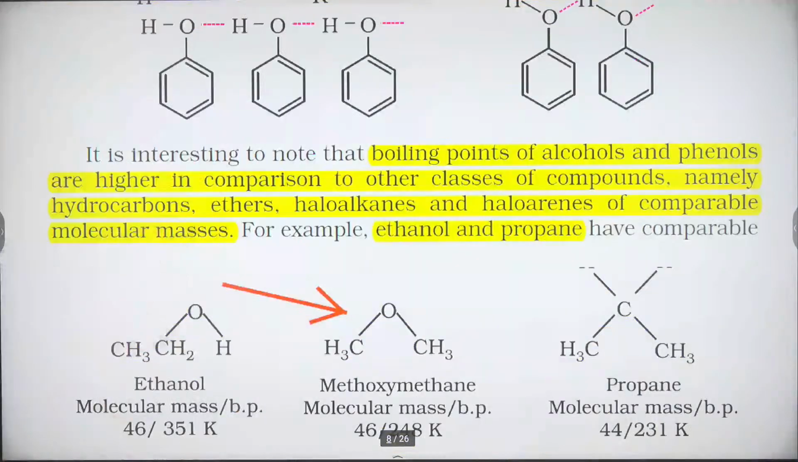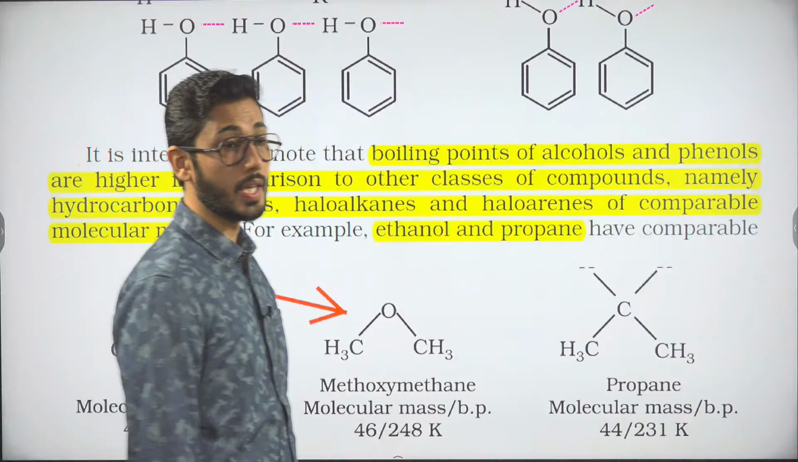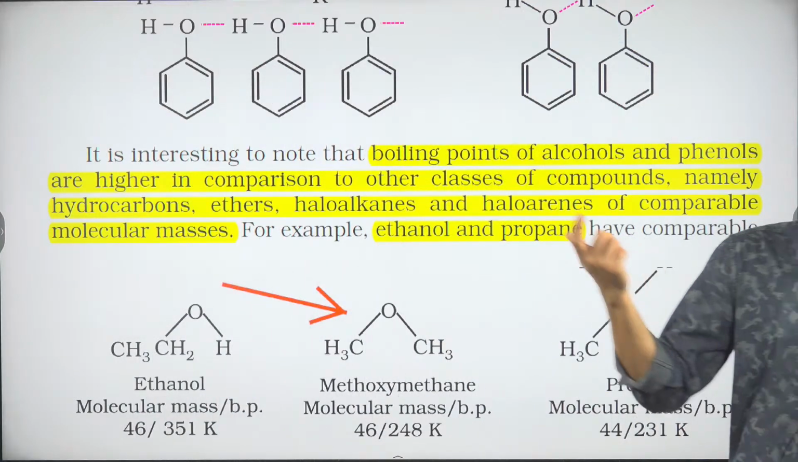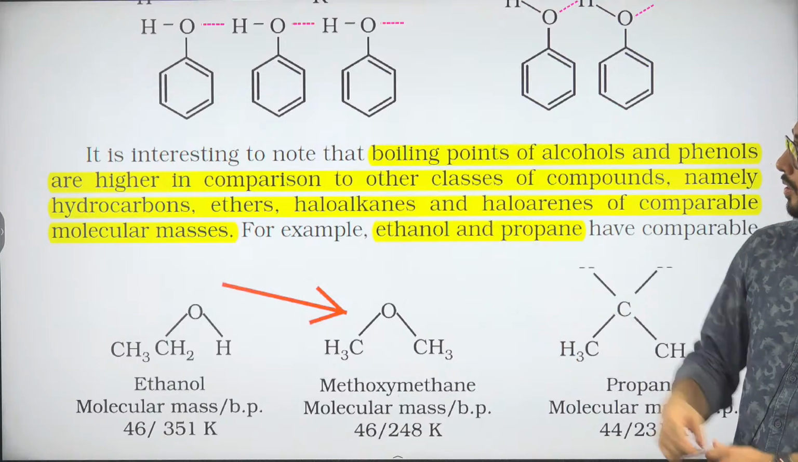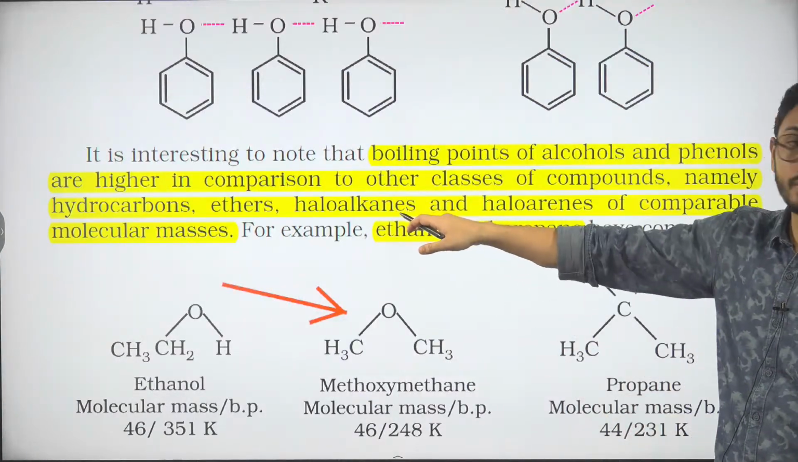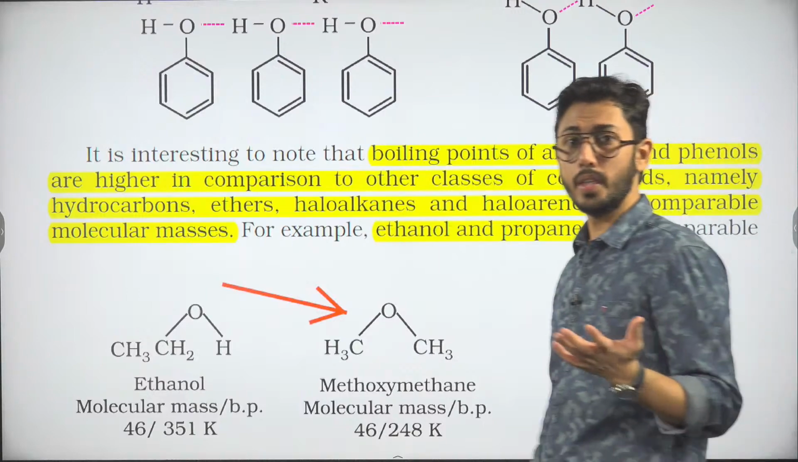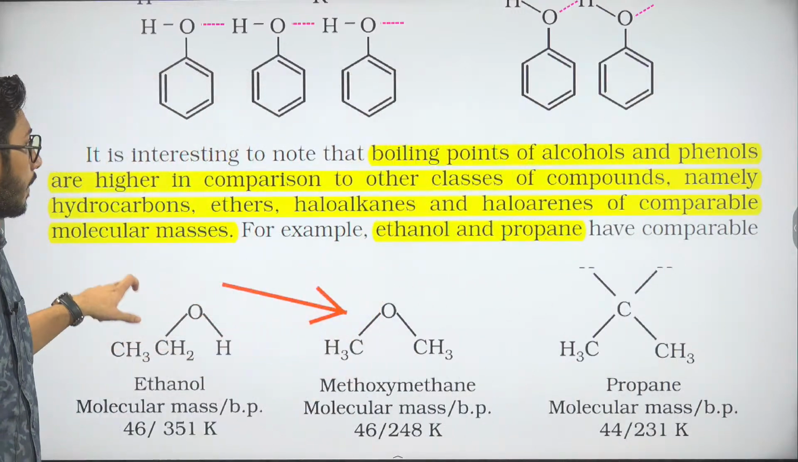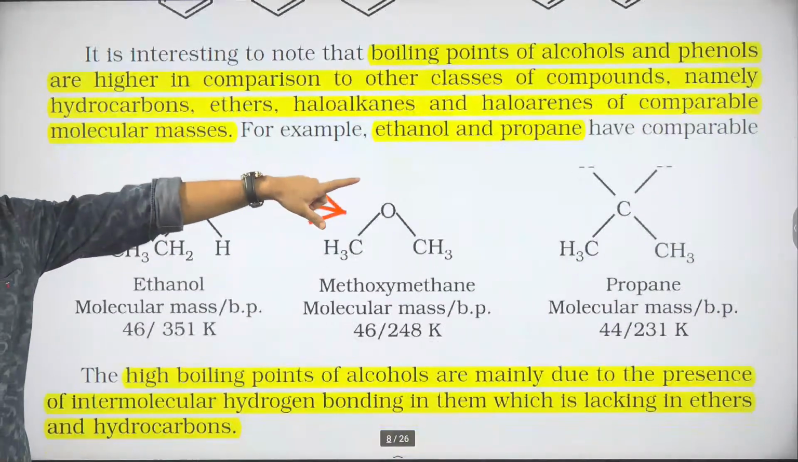Then the boiling point of alcohols and phenols is higher than what? Higher than other classes of compounds like hydrocarbons, ethers, alkyl halides, aryl halides, or you can say amines also. Amines also have a lower boiling point than alcohol. Then this example is important.